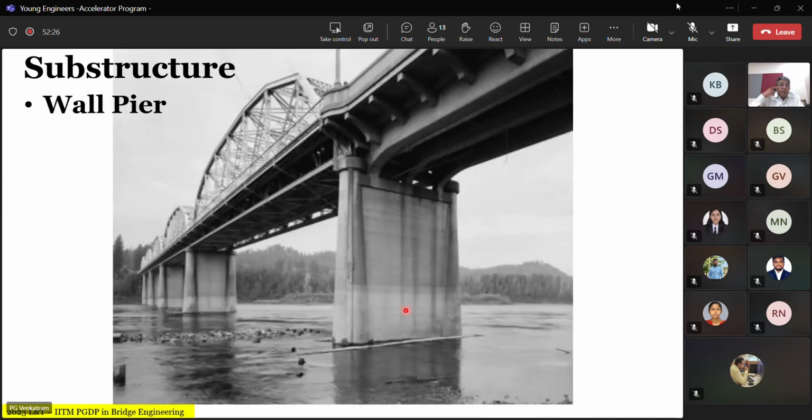Okay. Another example of a wall type pier wherein you have multiple girders sitting on it on one side. You can see the steel truss on the other side. Again, by looking at all these pictures, you'll get a clear idea as to what exactly we mean by a wall type pier. A wall type pier is much wider in the transverse direction and much narrower in the direction of the traffic.